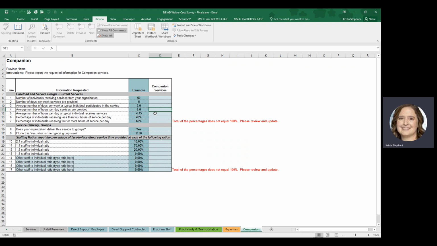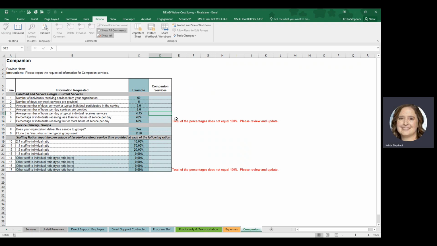Next, we're asking you to provide the average number of hours per day a typical individual receives services. We realize that they may not receive services for a full business day, but maybe a portion of that. Please indicate that average number here.